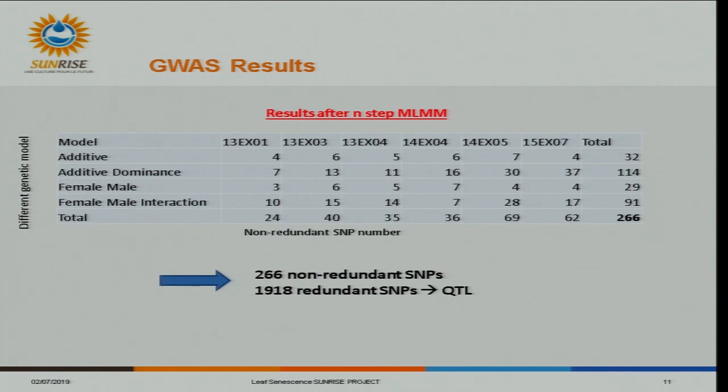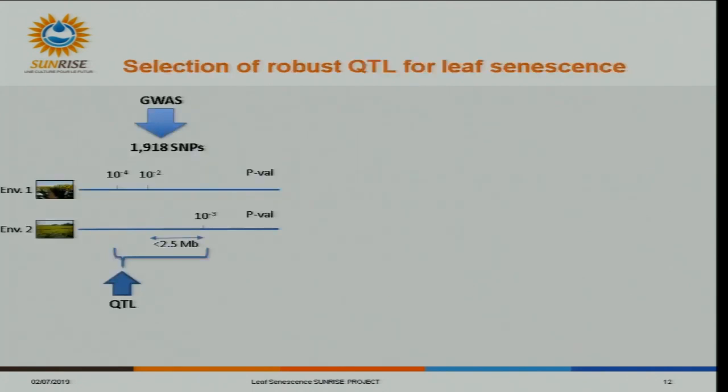In total, over the 6 environments, we found 266 non-redundant SNPs associated with leaf senescence. And when you recover the redundancy, it's about 2,000 SNPs. So now the question is, are these SNPs all located at the same places? So this is what we've done.